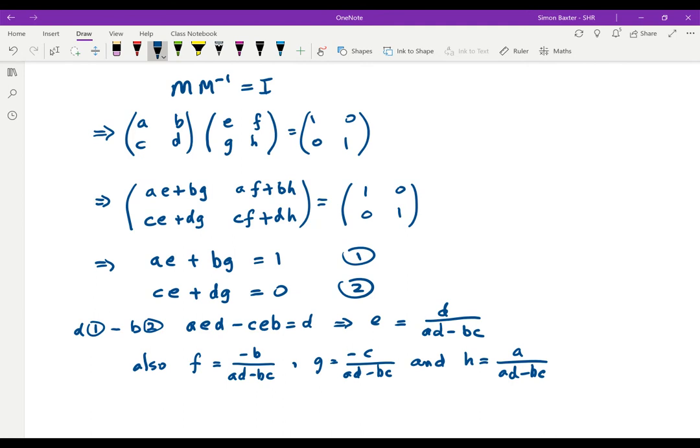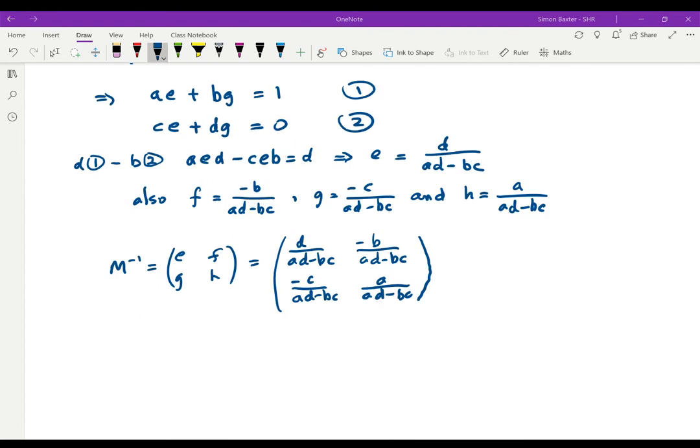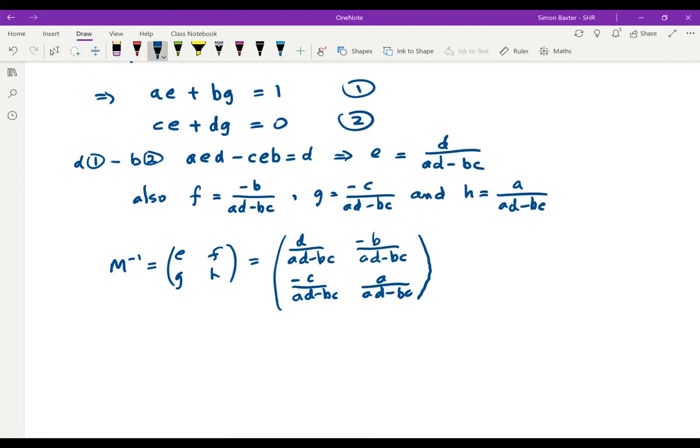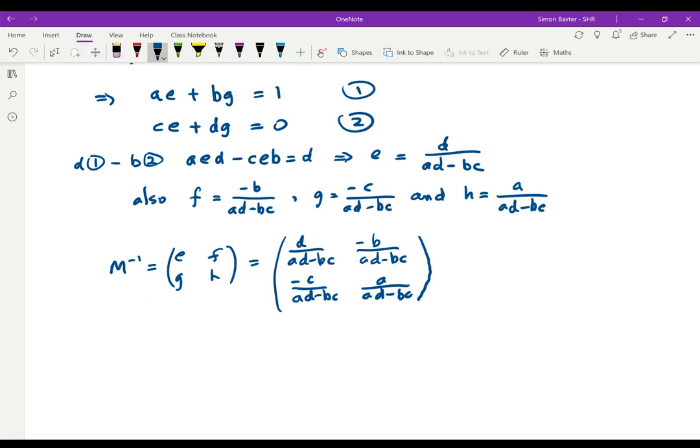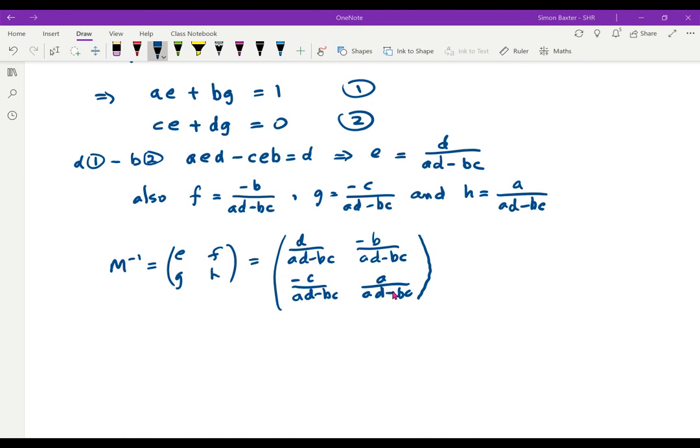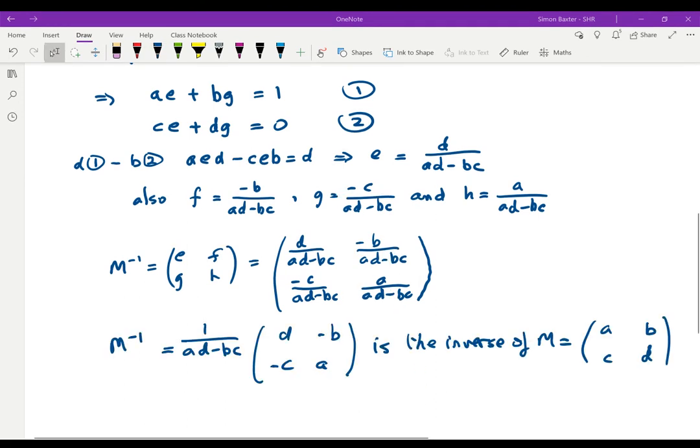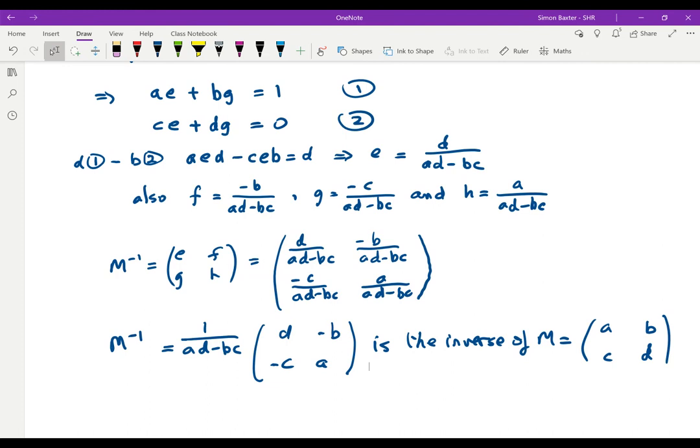I could also show in the same sort of way that F is minus B over AD minus BC, G is minus C over AD minus BC, and H is A over AD minus BC. Putting these all together, we get that the inverse matrix of M, E, F, G, H, is D over AD minus BC, minus B over AD minus BC, and so on, as you can see written there. And so M inverse I can now write as 1 over AD minus BC times D, minus B, minus C, A, and this is the inverse of A, B, C, D.